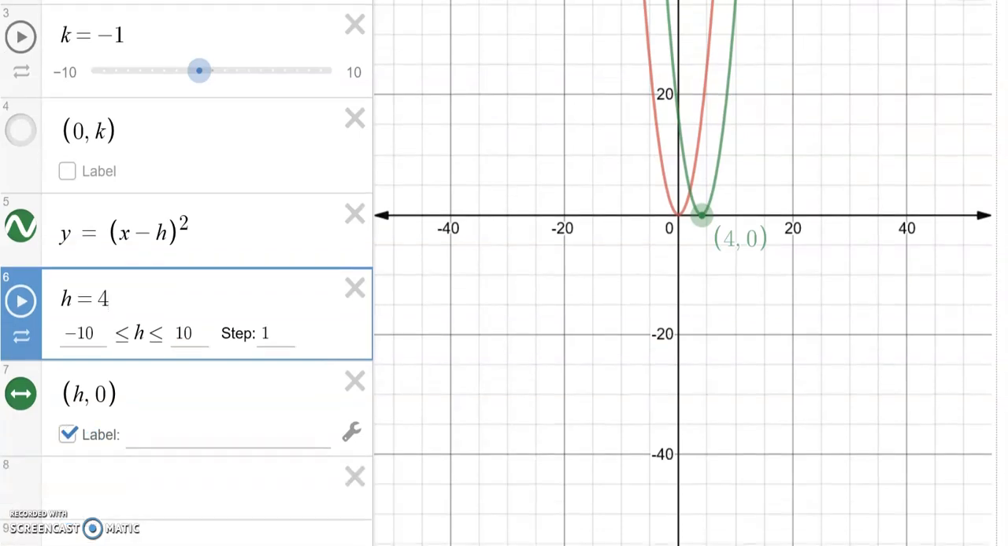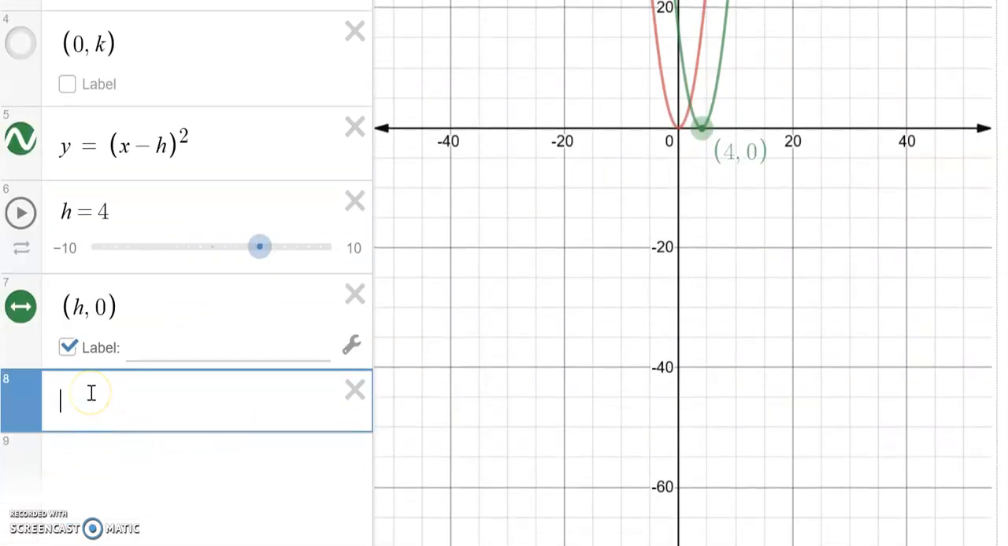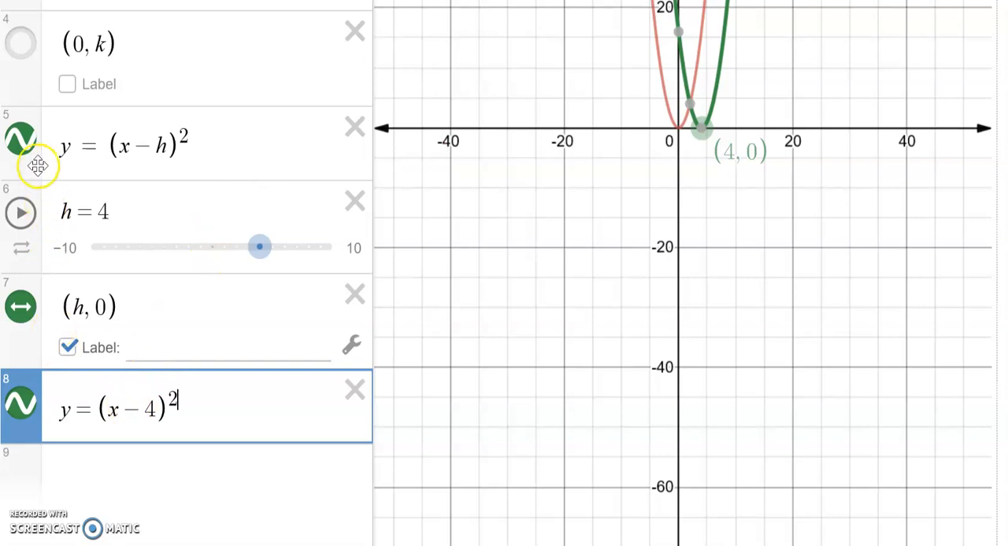So if we were to graph another function, y equals x minus 4 squared, you notice that in that case, the minus 4 has shifted our vertex to be at positive 4. So our horizontal shifts do not follow our normal idea of positive to the right, negative to the left. In this case, when the number appears negative, our vertex has moved to the right.